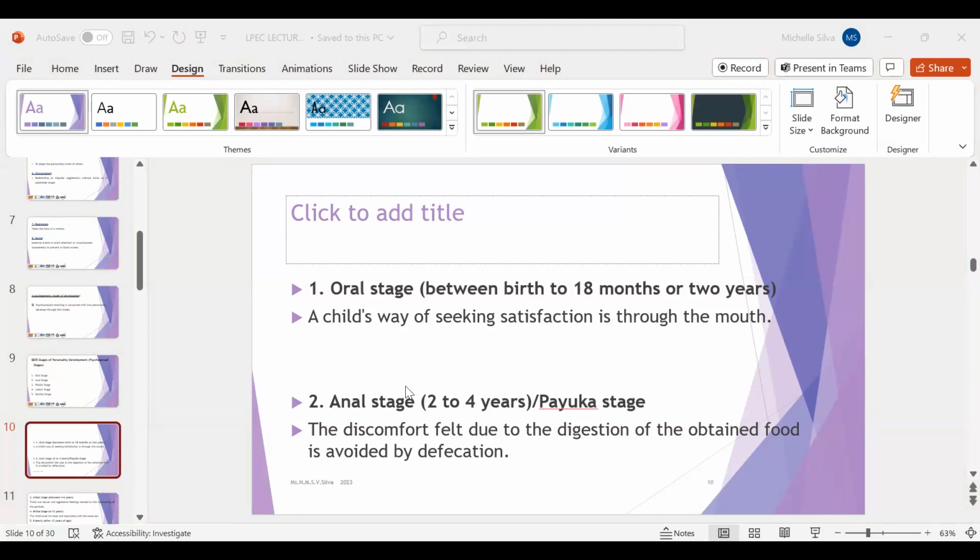Okay, so during that anal stage, the discomfort felt due to the digestion of the obtained food is avoided by defecation. So during that period, a child tries to get satisfaction through releasing or removing the poop. The satisfaction area for them is the anal region.